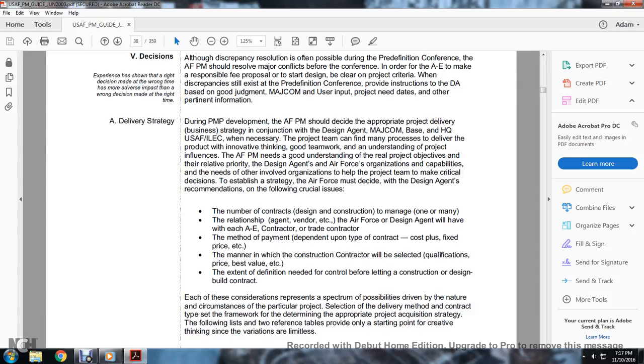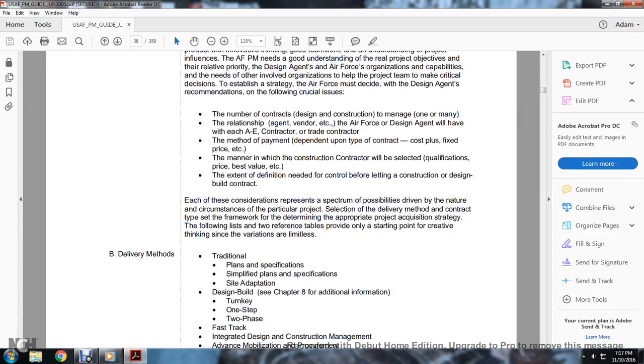The Air Force design agent will have each of the contracts, or a trading contract, the method of payment depending upon the type of the contract, cost plus, fixed price, etc. The manner in which the construction contract will be selected: qualification, price, best value, etc. The extent of the definition needed with control before letting the construction or design-building contract.